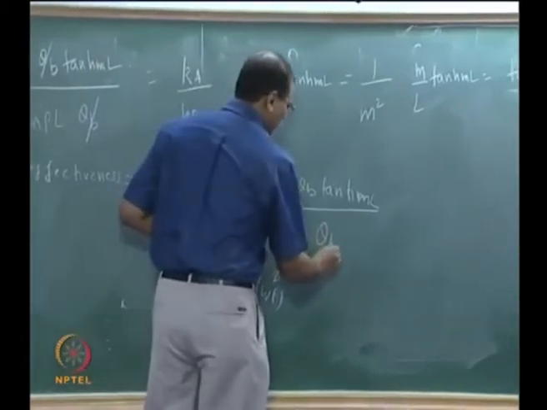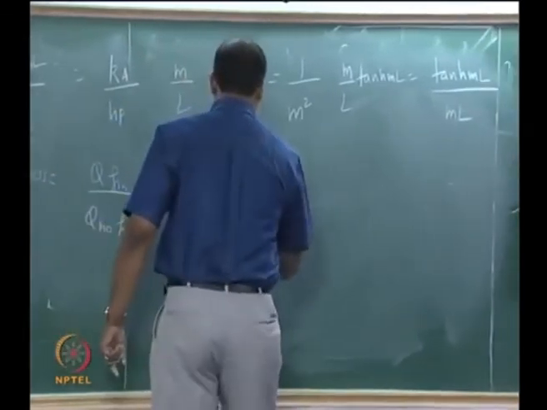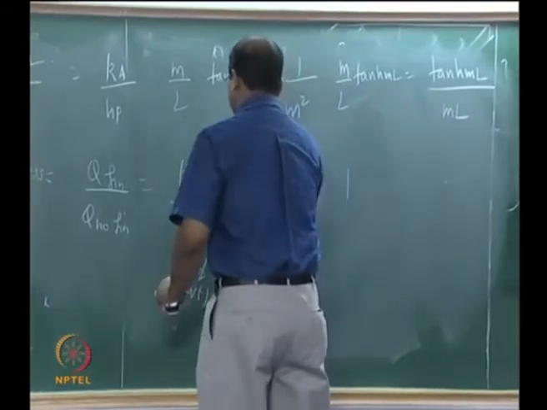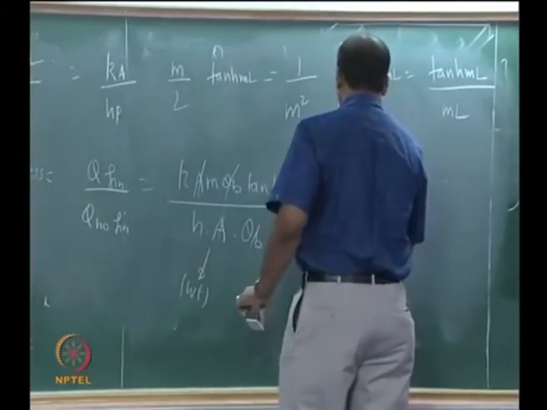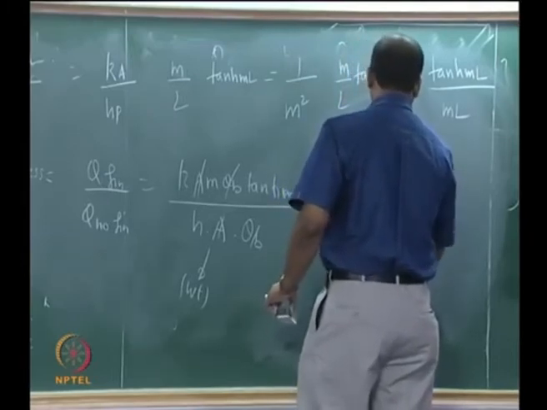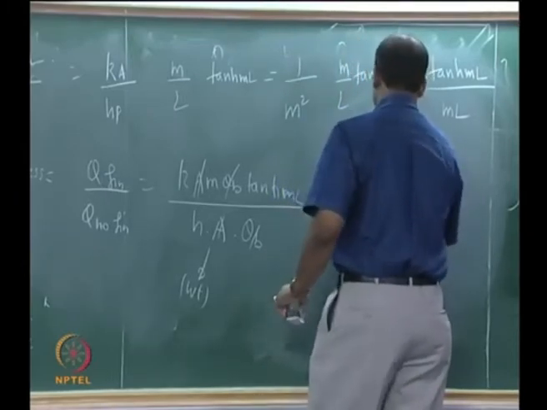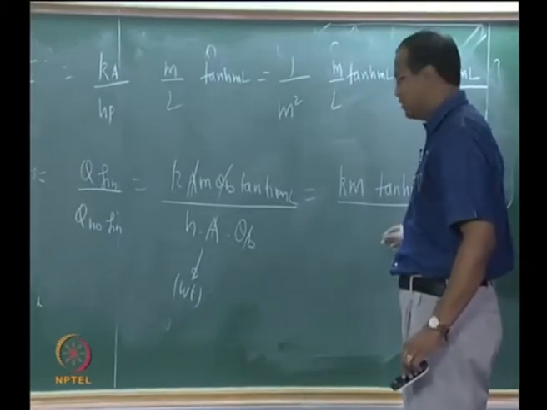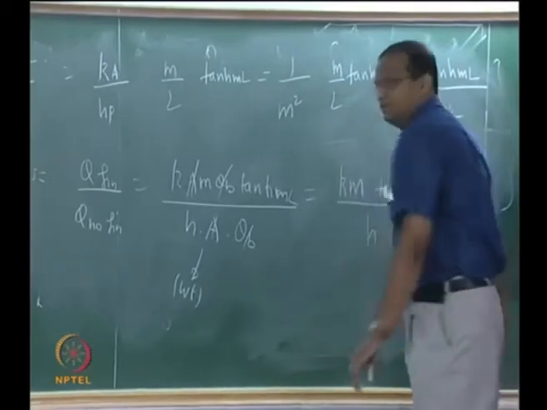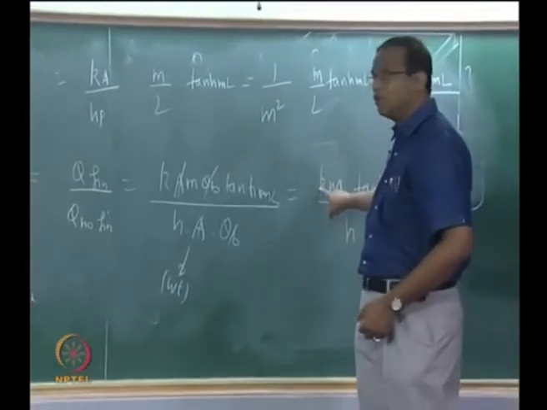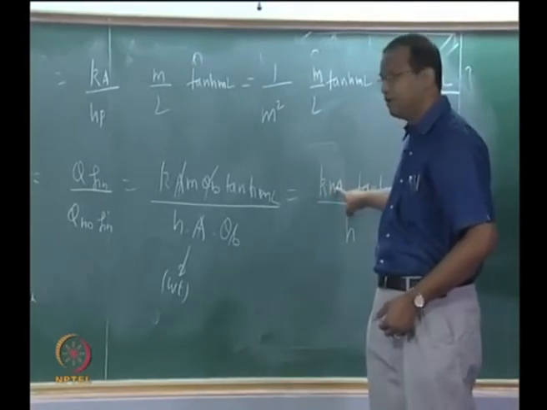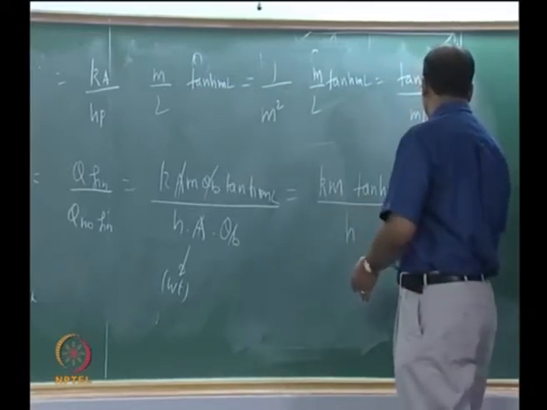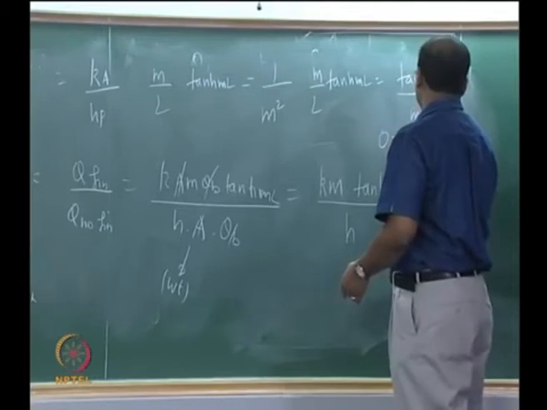So, this is without, okay, this will be k also, A also goes, so km tanh mL divided by h. Yeah, k is watts per meter per Kelvin, this will be per meter, so watts per meter square per Kelvin divided by this. So, this must be greater than 2, or else do not use fins.